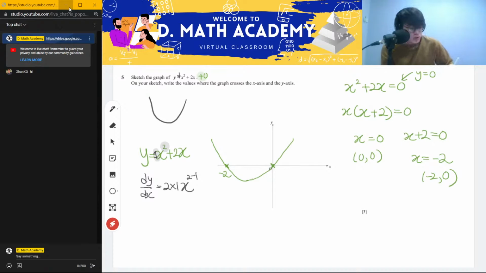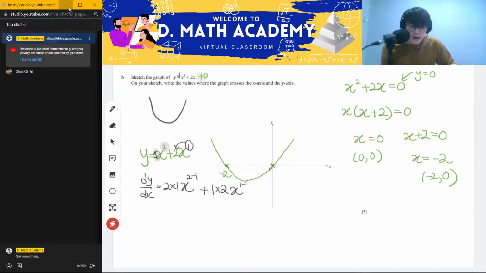So repeat the same thing for the one at the back. You have 2x here. If they didn't write anything, it means the power is 1. So you're transferring this 1 to the front again. So you have 1 times 2 this time around. And then x to the power of 1 minus 1.